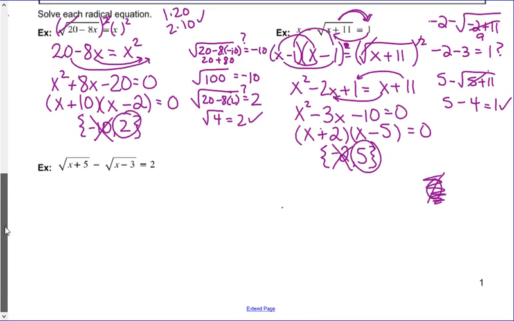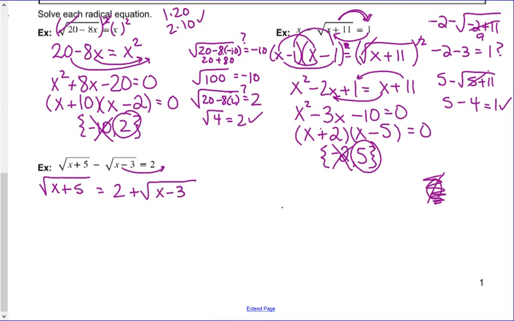Let's check out this last problem. This last problem, we're going to kind of move into probably this other side, or if you want to write small, we'll be able to kind of work it out as well. Well, let's start with that. Okay, so I need to isolate one radical by itself on either side. So in this case, I'm going to go ahead and move this over to the other side, leaving me with the square root of x plus 5 equals 2 plus the square root of x minus 3.